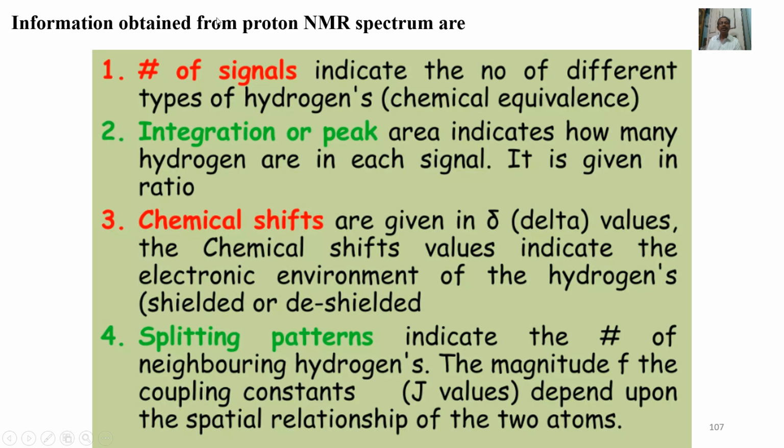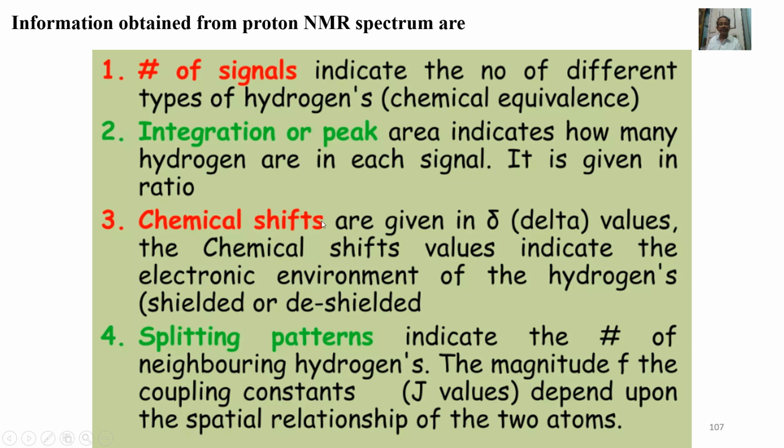Information obtained from proton NMR spectrum are: First, the number of signals indicates the number of different types of hydrogens. Second, integration or peak area indicates how many hydrogen atoms are in each signal. It is given in ratio.